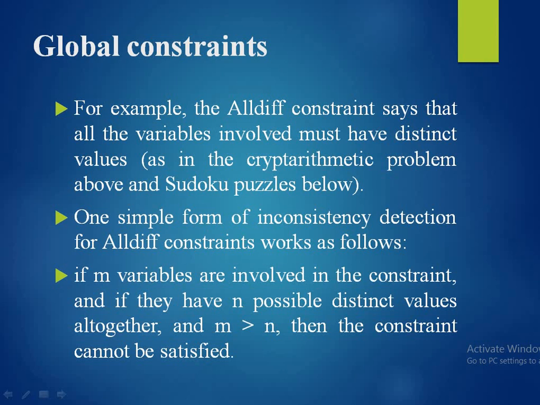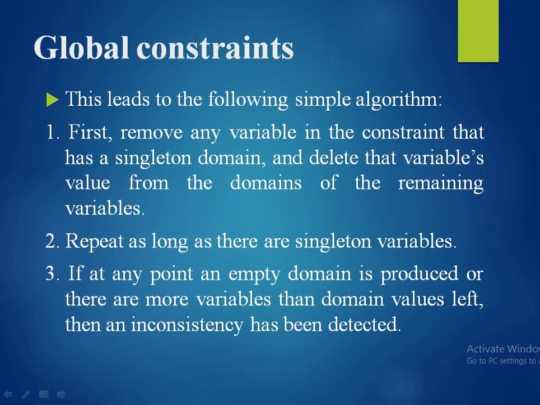One simple form of inconsistency detection for all-diff constraints works as follows. If m variables are involved in the constraint and if they have n possible distinct values altogether, and m is greater than n, then the constraint cannot be satisfied. This leads to the following simple algorithm. First, remove any variable in the constraint that has a singleton domain and delete the variable's value from the domains of the remaining variables. Repeat as long as there are singleton variables. If at any point an empty domain is produced or there are more variables than domain values left, then an inconsistency has been detected.